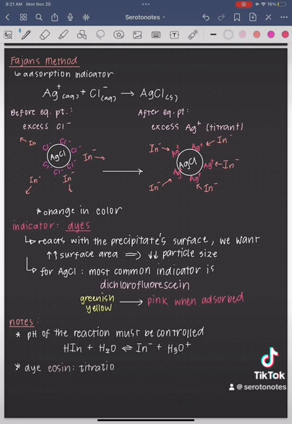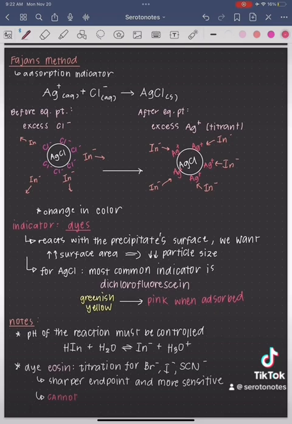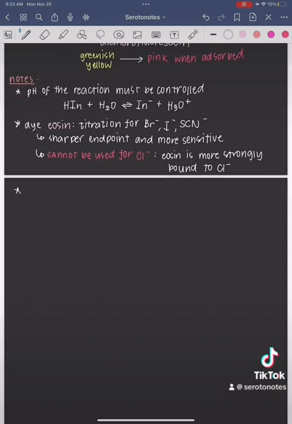The dye eosin is more commonly used for the titration of bromide, iodide, and thiocyanate because it has a sharper endpoint and is more sensitive, which means it can titrate smaller amounts of your halide or anions. However, this cannot be used for your chloride ions because eosin is more strongly bound to chloride ions, which means it could also adsorb to your crystallites even if not all your chloride has been consumed.